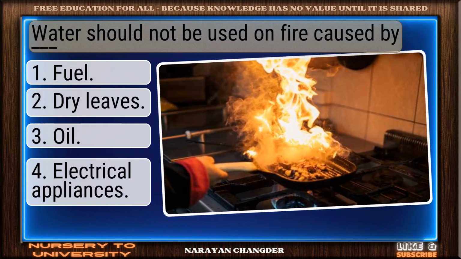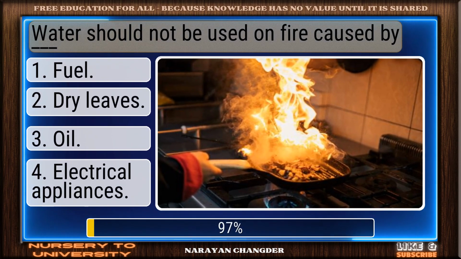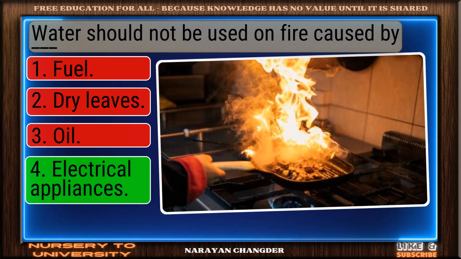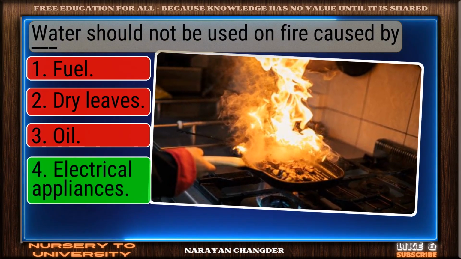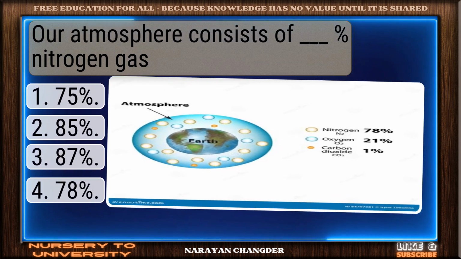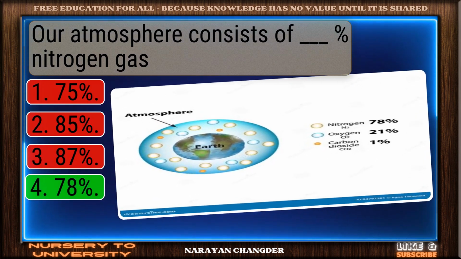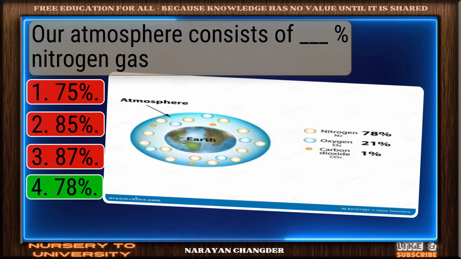Water should not be used on fire caused by dash. Nice selection. Electrical appliances is the correct and valid answer. Our atmosphere consists of dash percent nitrogen gas. Bravo, 78% is the answer.